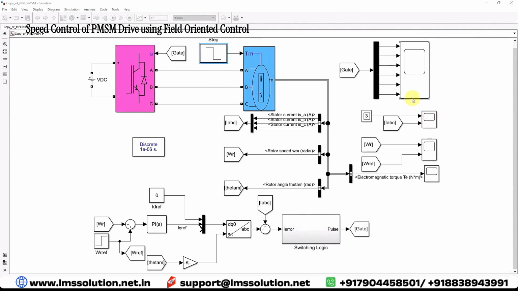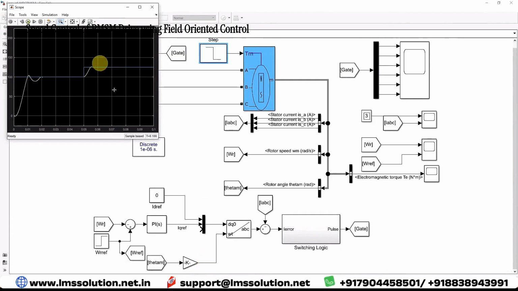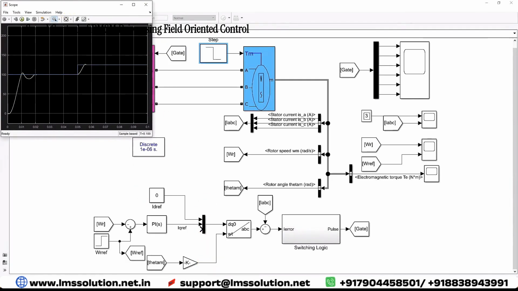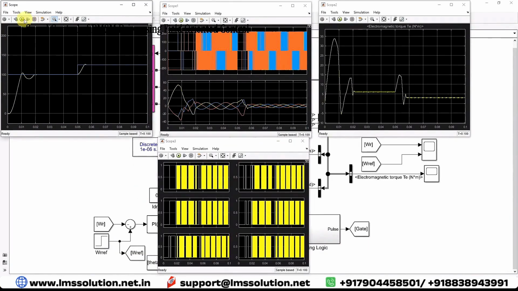Now I'm going to open all four scopes and place them in this equation. After that I'm going to simulate the model. Now I'm going to simulate this model.